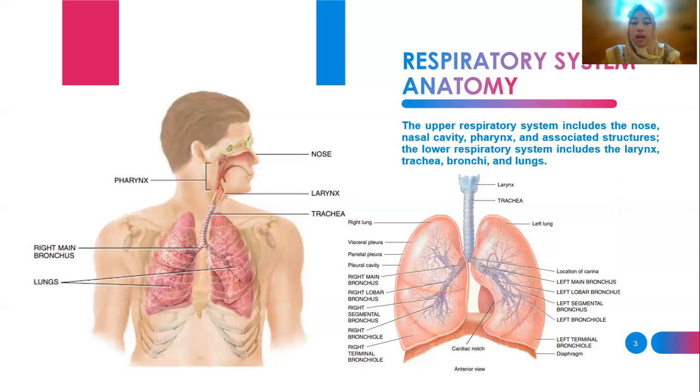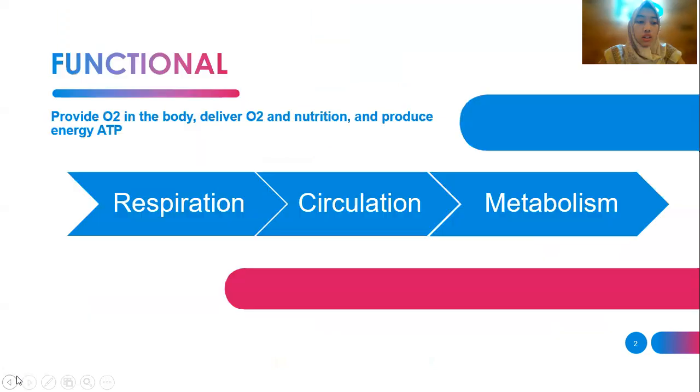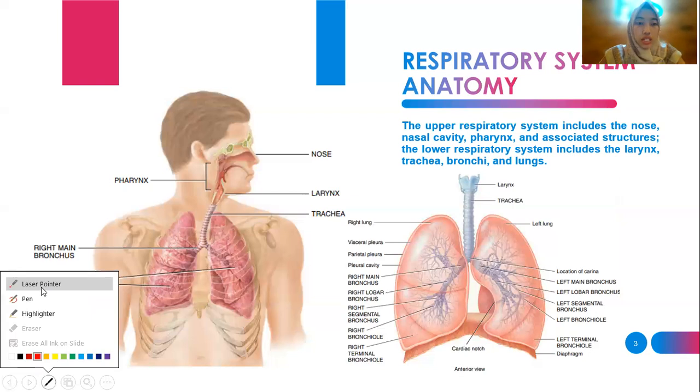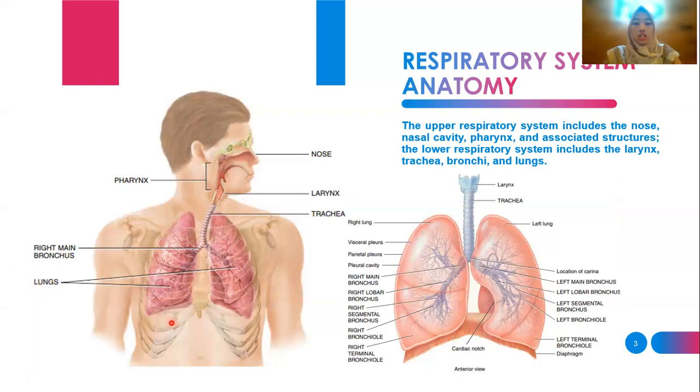Lungs are paired organs. This is the main anatomy of the respiratory system, the lungs. Lungs are paired organs in the thoracic cavity enclosed by the pleural membrane. The parietal pleura is the superficial layer that lines the thoracic cavity. The visceral pleura is the deep layer that covers the lungs.